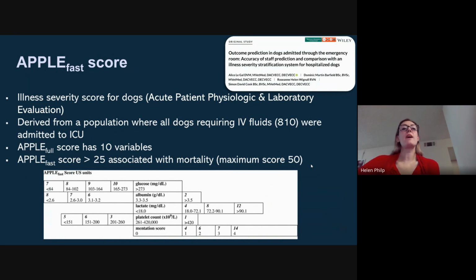But the score has been validated not only by these authors, but there are some other studies looking at the APPLE score, and it seemed to perform quite well in a different population. So the paper I've put at the top there was applying it to dogs admitted through the emergency room in a different institution, and it performed quite well. And so when it comes to the AppleFast score, the maximum score is 50, and a score over 25 has been associated with increased mortality.